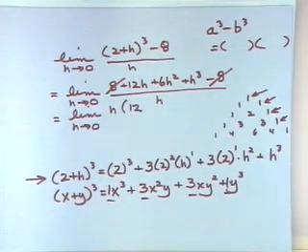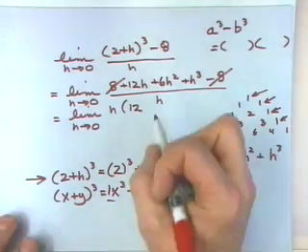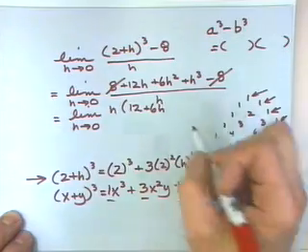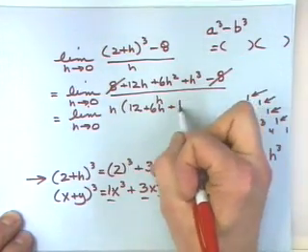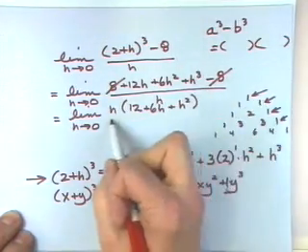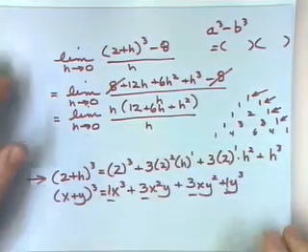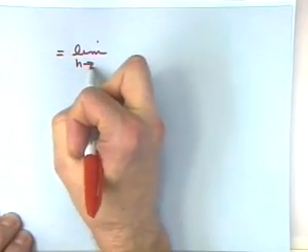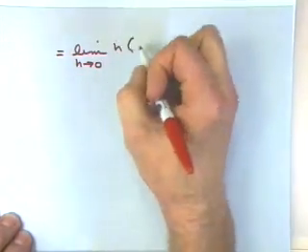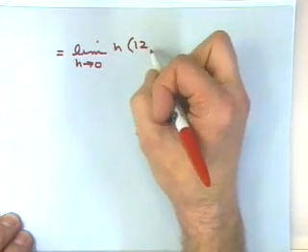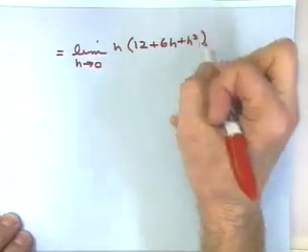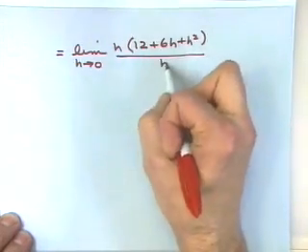It's in 12h 12 times. It's in 6h squared 6h times. And it's in h cubed h squared times. It's getting a little too cluttered here. Let me rewrite this. So here's what we have. Factored an h out in front. We've got 12 plus 6h plus h squared all over h.